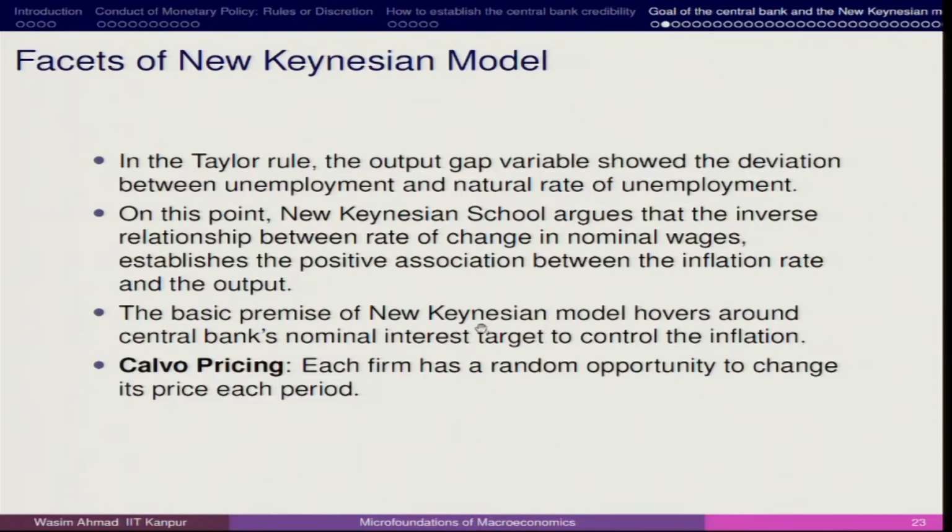So, this is how it is linking. However, the basic premise of the new Keynesian model hovers around the central bank's nominal interest rate target to control the inflation. So, this is how it evolves. So, they use the criteria, and what comes out is the Calvo pricing.